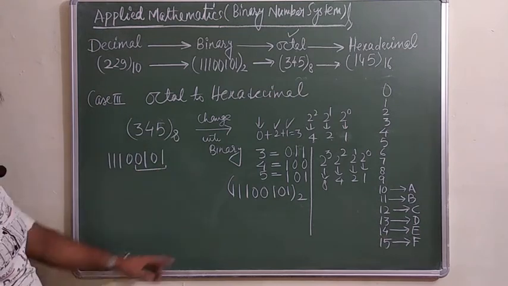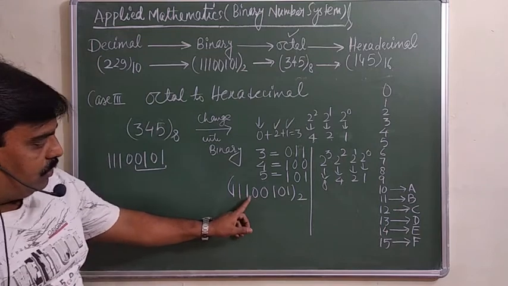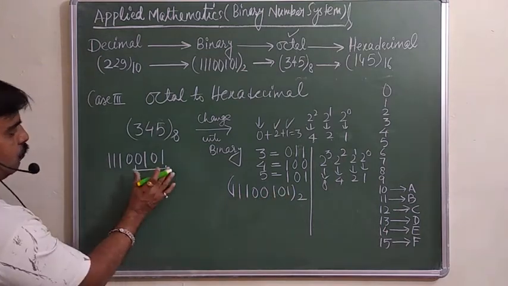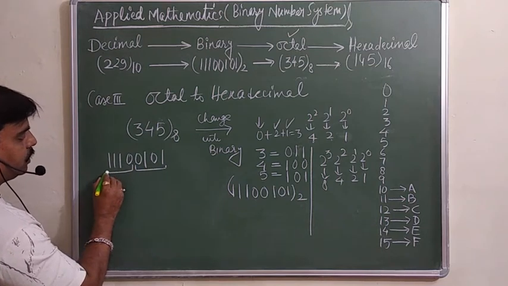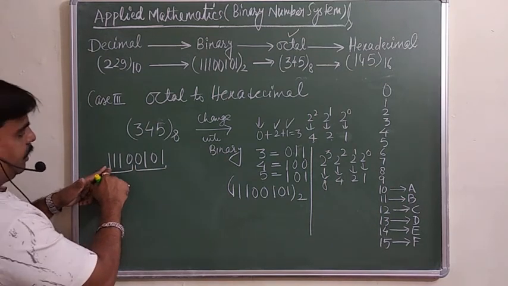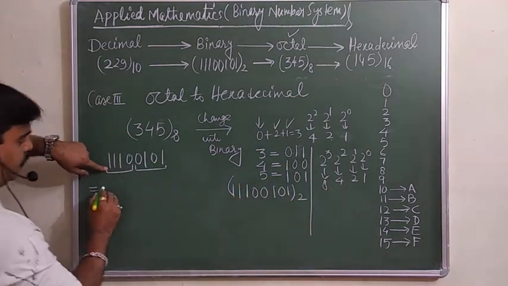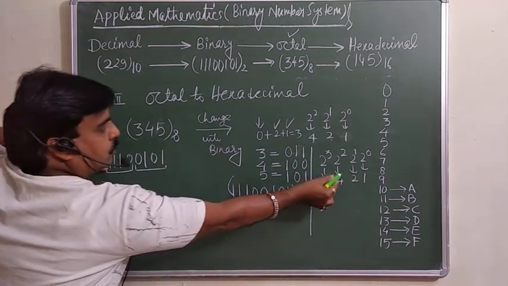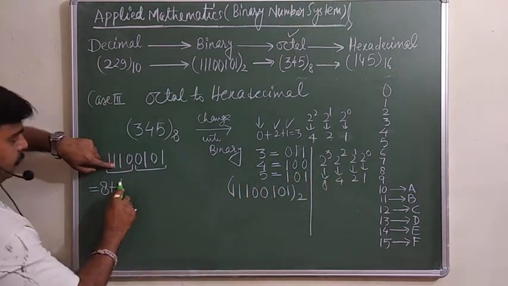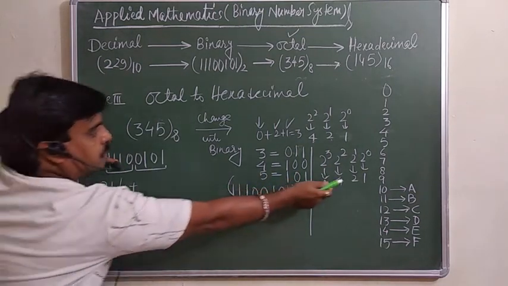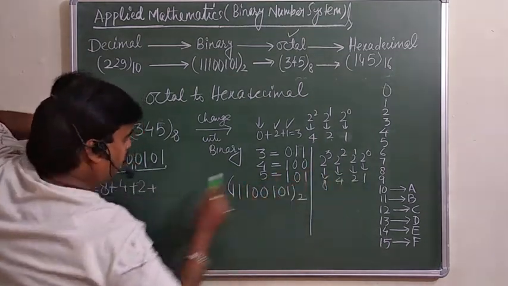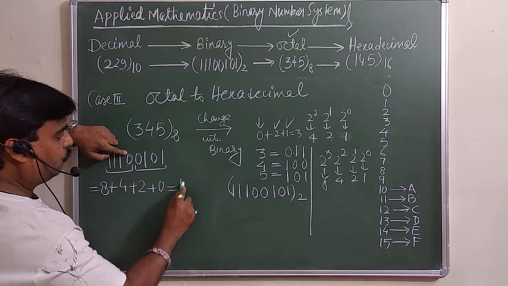This is 4 terms: 1, 1, 1, 0, 0, 1, 0, 1. So there are 4 terms here, and 4 terms here as well. Just see now. For this one, what will come? 8 is here, plus, for this one 4 will be here, for this one 2 is here, plus. For this 0 we will not adopt 0. So this is equal to 14.